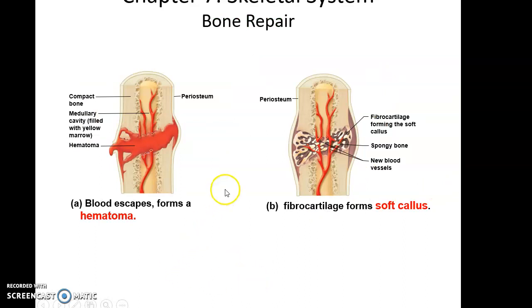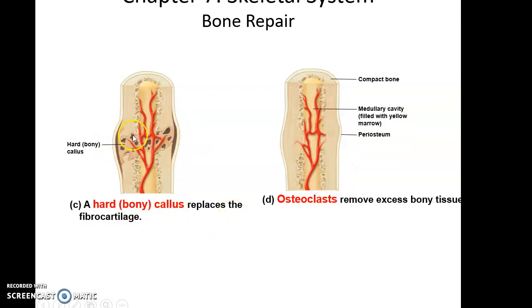Bone repair. So if you have a fracture, the first thing that happens is blood vessels are damaged, blood is released, leading to a hematoma. So the first thing that forms at a fracture is a blood hematoma, causing the swelling in that area. Then over time, over weeks, the blood hematoma gets replaced with a soft callus made of fibrocartilage. So that area gets replaced with fibrocartilage, and blood vessels begin to regrow within that space. Then the soft callus is replaced with hard callus made up of spongy bone tissue, continuing the growth and repair of the bone in those areas.